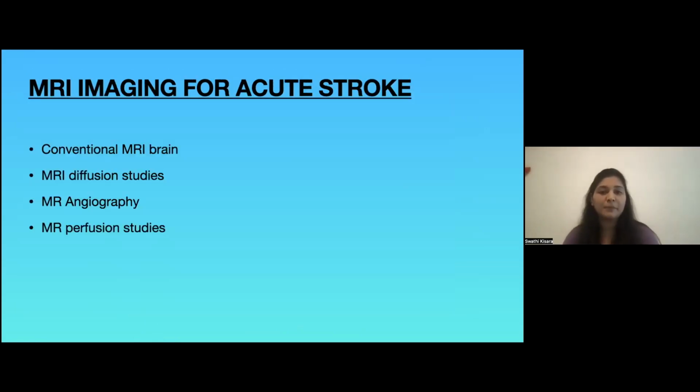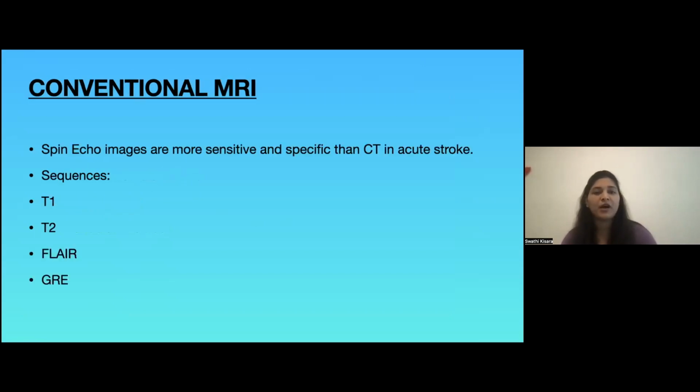Coming to the MRI imaging for acute stroke. So the MRI imaging modalities that are used are conventional MRI images, which includes T1, T2, FLAIR, and gradient sequences, and MRI diffusion studies, MR angiography, and MR perfusion studies. Conventional MRI images are more sensitive and specific than CT in acute stroke. The sequences employed are these: T1, T2, FLAIR, and gradient echo.